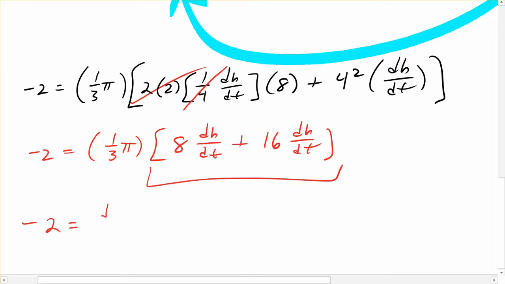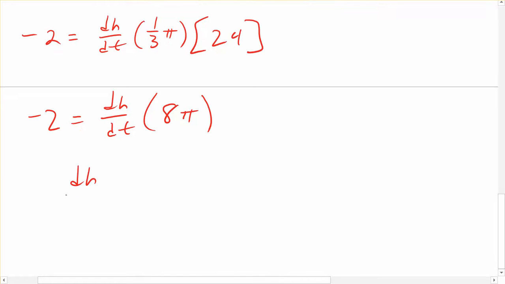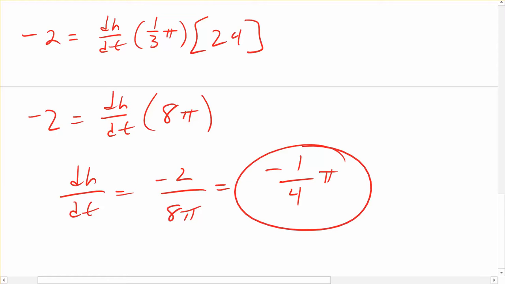dh dt, right? So what do you end up with? dh dt times 1/3 pi, like this, times 8 plus 16. What's 8 plus 16? So this turns into 24. What's 24 divided by 3? So we have dh dt times 8 pi. So what's dh dt going to be? -2 over 8 pi, so that's going to be -1/4 pi. Done.